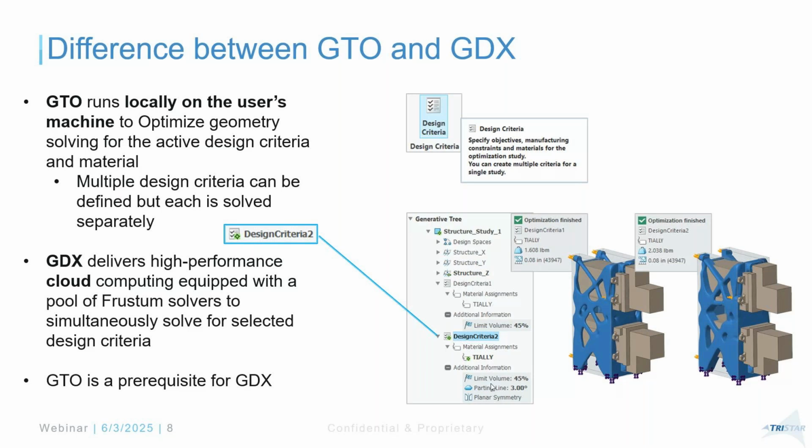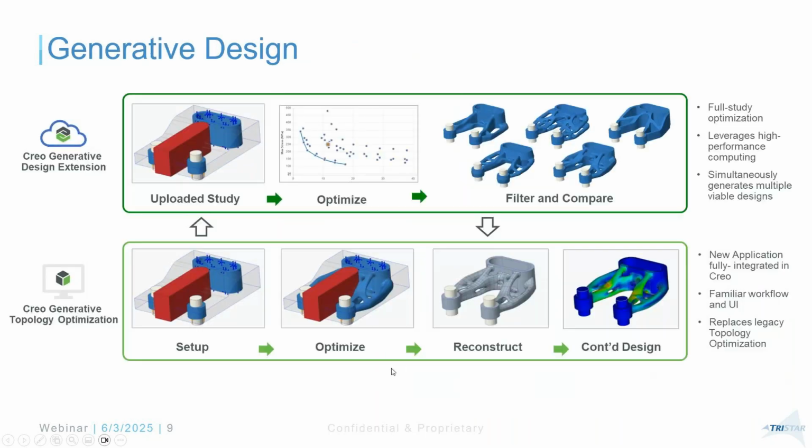And then you can even disconnect, just upload it and then go review the study. You can interrogate the results, get the best possible design that you want, and get it back into Creo, right? That's the process. So that's the difference between GTO versus GDX. And maybe the idea is to set it up, run the optimization, do the reconstruction, and also review the results. And then, if required, as an optional step, you could also upload it and get those different criteria analyzed and optimized in the cloud, right? So that's the other option there.